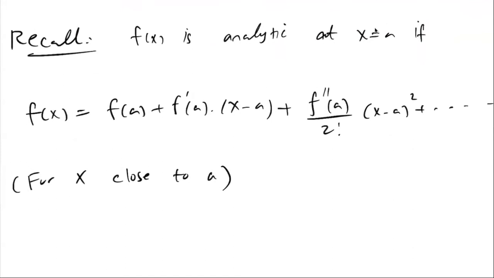Now, look at the right-hand side. In order to calculate the right-hand side, I need all derivatives of f. Because in order to construct the right-hand side, I need f of a, also f prime of a, also f double prime of a, the third derivative at a, and so on. So the function must be differentiable of all orders at a in order to be able to construct the function on the right-hand side. So if the function is not differentiable, or even not twice differentiable, or not three times differentiable, or not differentiable of any order, then I will not be able to construct the right-hand side, and the function will not be analytic automatically.